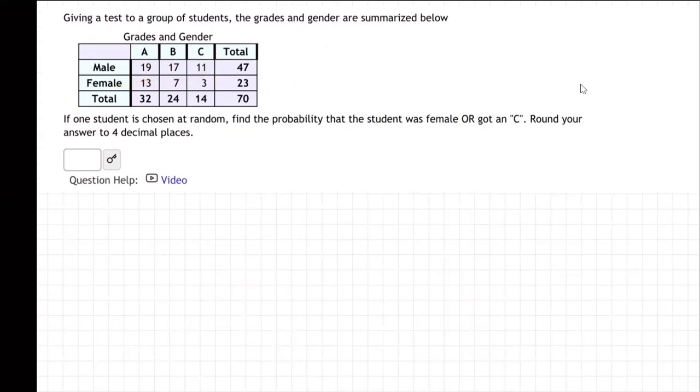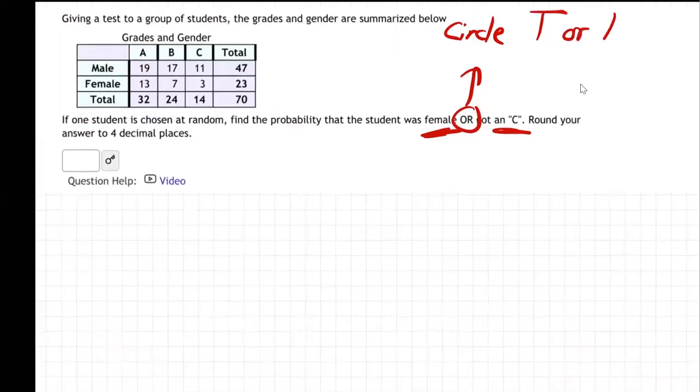It says female or C. So, for or, you always circle a T, well, let's do it like this, a T or L pattern. So in other words, I'm going to circle all the females and all the people who got C's. It's all those people, right?